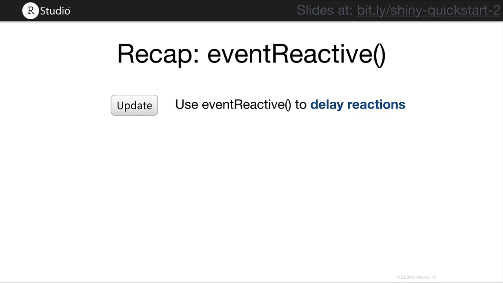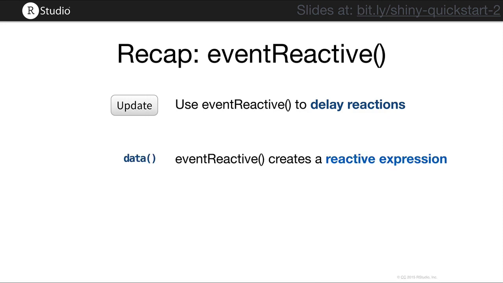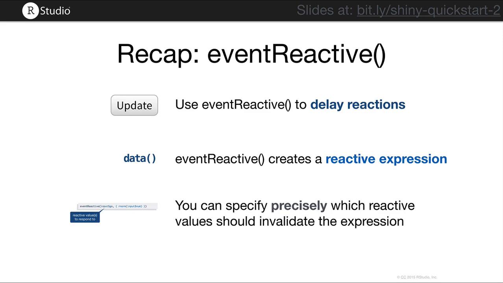You use event reactive to delay reactions. It creates a reactive expression, so you have to call the results as a function, just like with other reactive expressions. But you can specify precisely which reactive value should invalidate this expression. And usually you pair event reactive with an action button, but you could pair it with any sort of reactive value.